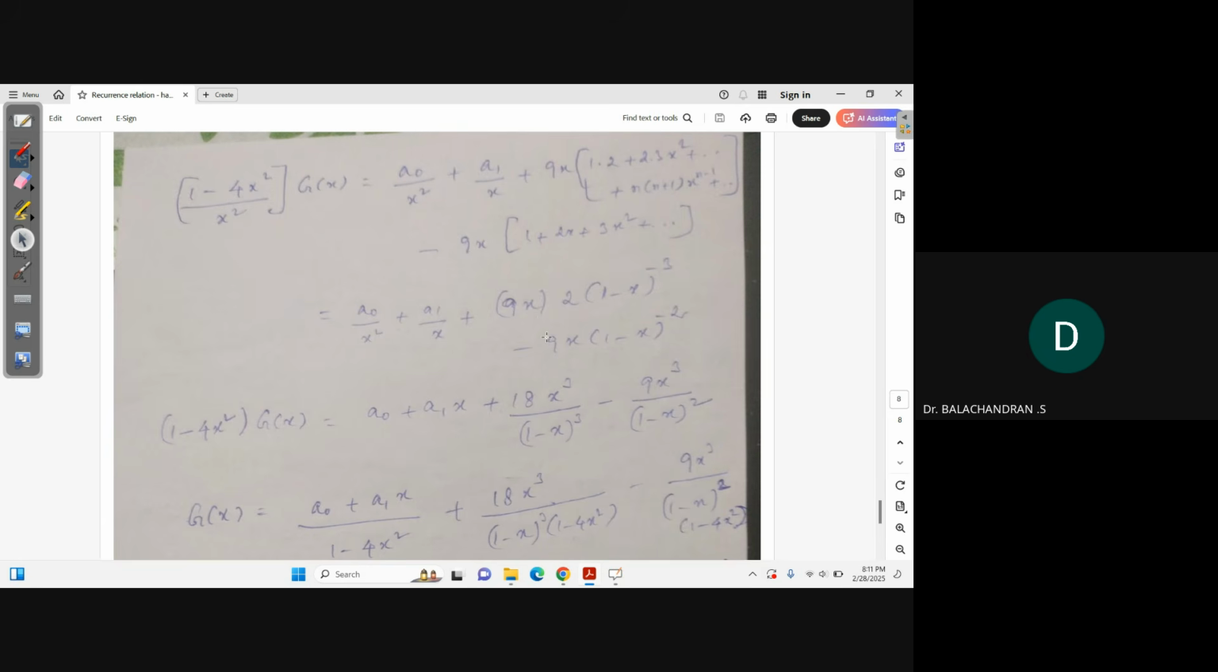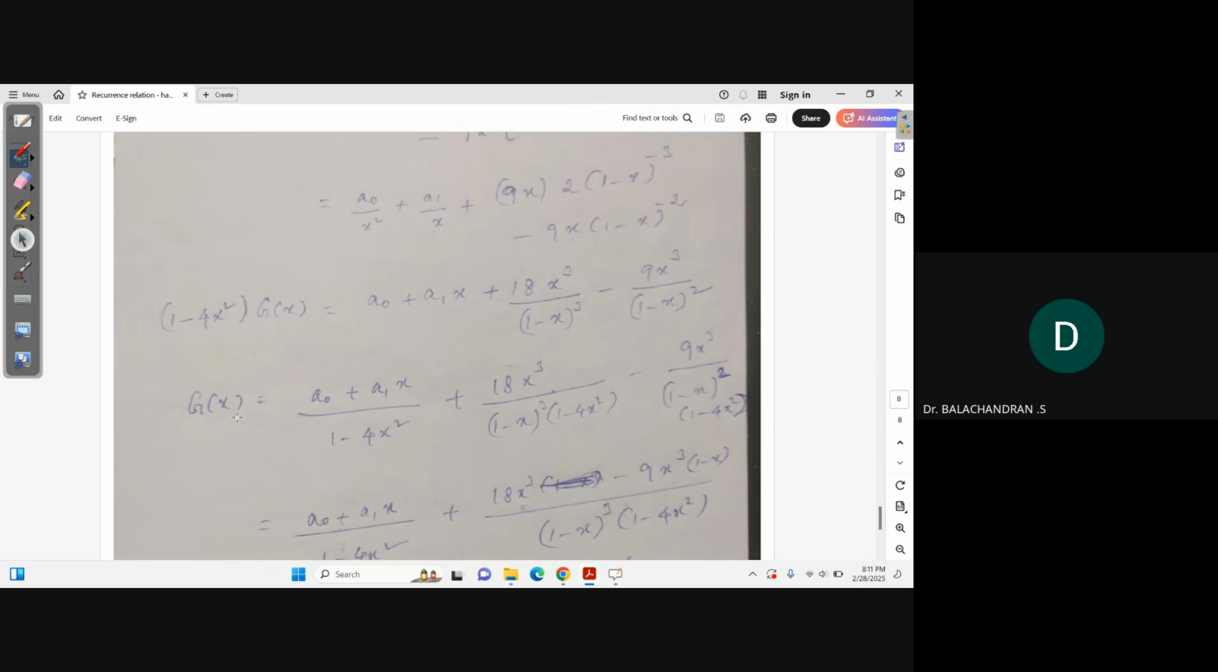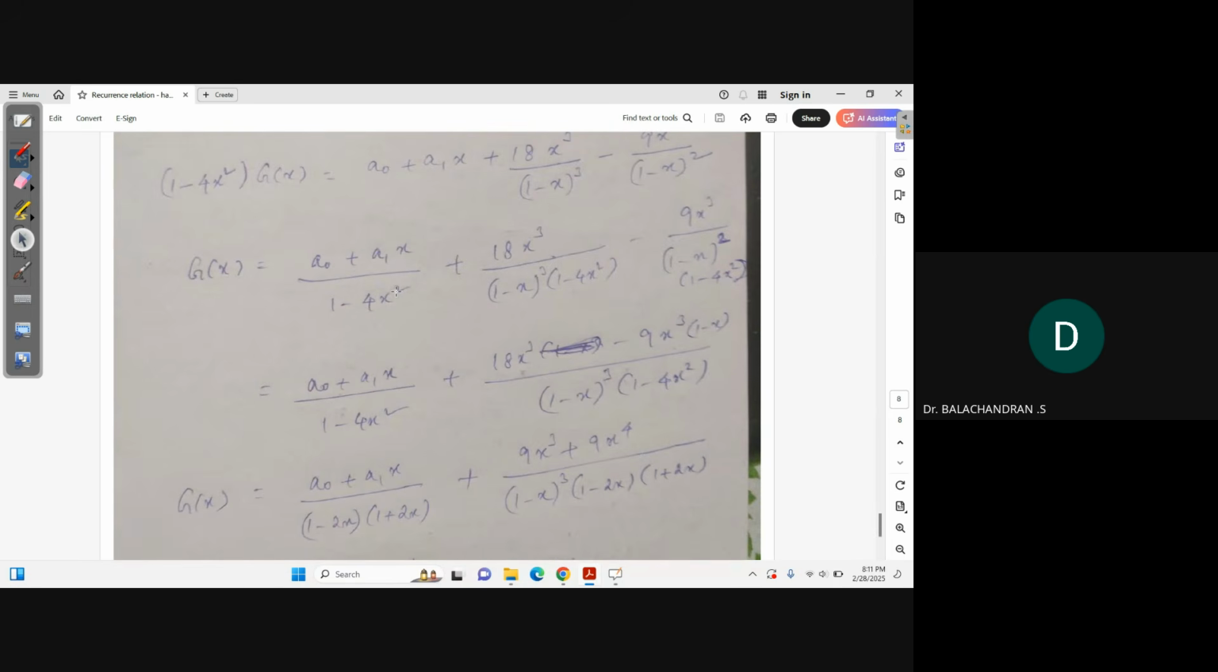18x already, now x square we are multiplying: 18x cube by 1 minus x whole cube, minus 9x into x square, 9x cube by 1 minus x whole square. Okay. Now g of x is equal to a naught plus a1x by 1 minus 4x square plus 18x cube by 1 minus x whole cube into 1 minus 4x square, minus 9x cube by 1 minus x square into what? 1 minus 4x square. Okay, I think this is same.